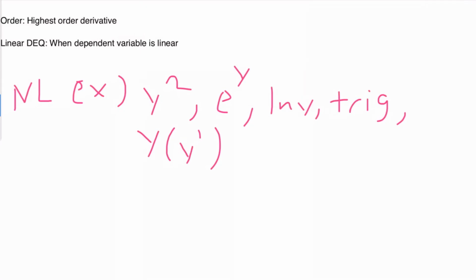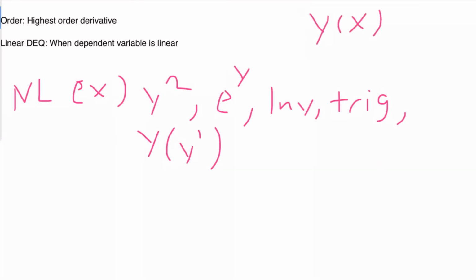Alright, this video is on the classification of differential equations. All you need to know is the order of the equation and whether it's linear or nonlinear. It's nonlinear when the dependent variable, or in this case let's call it y, is y to a power, e to the y exponential, ln y logarithmic, trig, so it could be like sine y, or y with a product of its derivative.